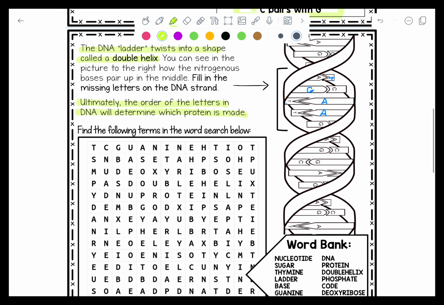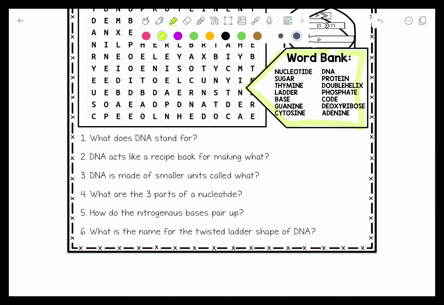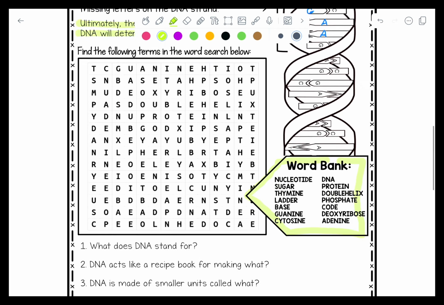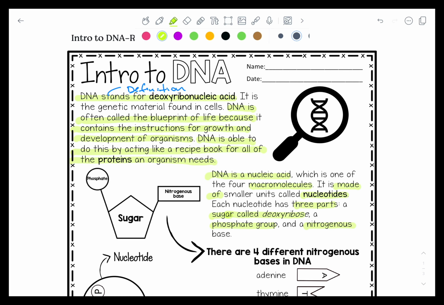So what you're going to do right now, you're going to use this word bank down here, and you're going to search for those words that we saw within the reading. Nucleotide, sugar, thymine, ladder, base, guanine, cytosine, DNA, protein, double helix, phosphate, code, deoxyribose, and adenine. So you'll need to fill out these questions as well, and you can find those things right here within this reading. As soon as you're done, you can turn this in.